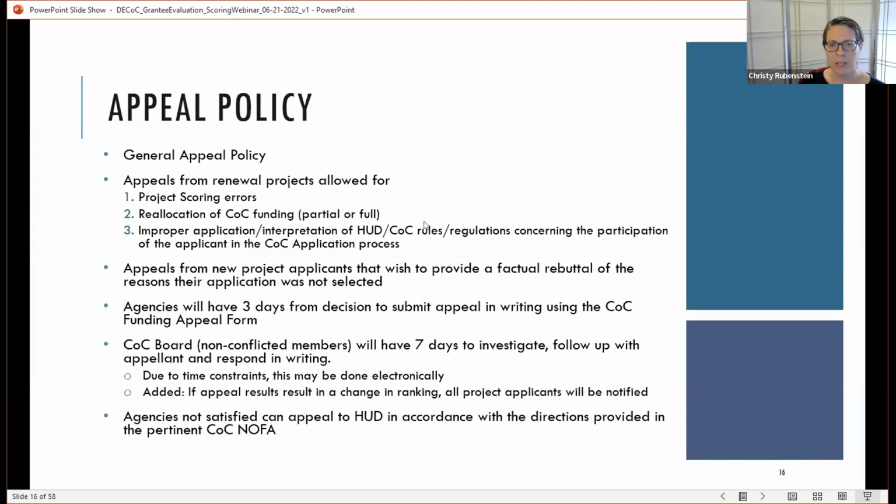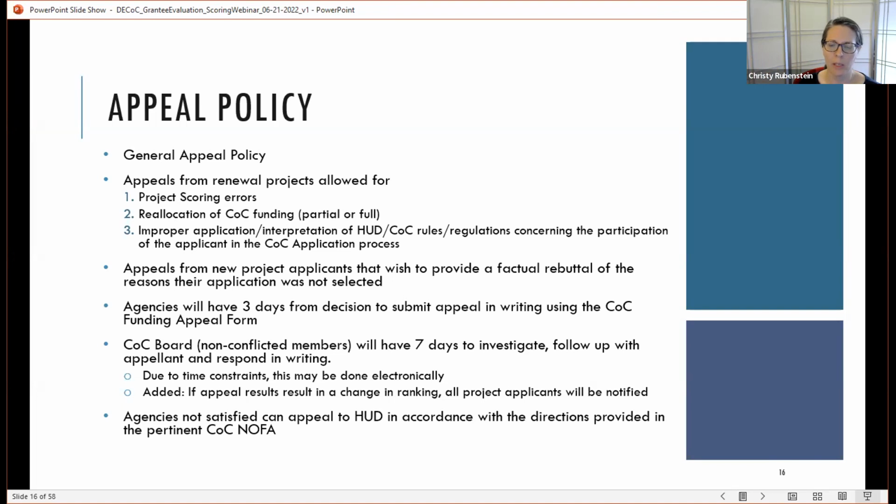All right, the appeal policy really hasn't changed. Appeals for renewal projects are allowed for scoring errors, reallocation of CoC funding, and improper application interpretation of HUD CoC rules or regulations concerning the participation of the applicant in the CoC application process. Bottom line is we have to make sure that everybody's allowed to participate fully in the process.